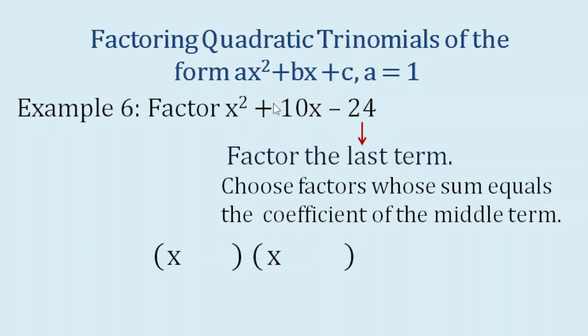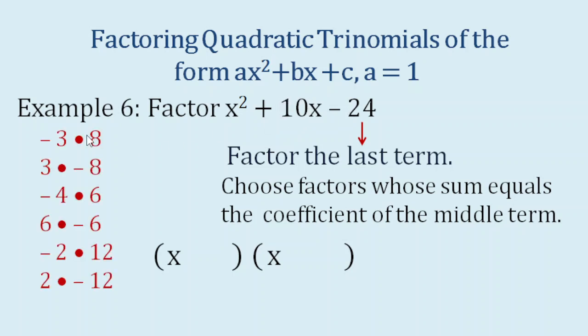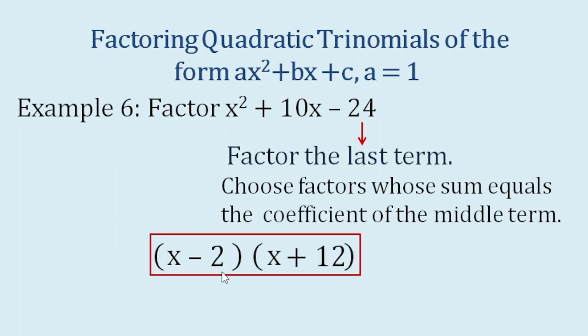So the coefficient of the middle term here is 10. Then I have here factors of negative 24. So which pair gives us the sum of 10? So it's negative 2 and 12. So these are the factors: the quantity x minus 2 times the quantity x plus 12.